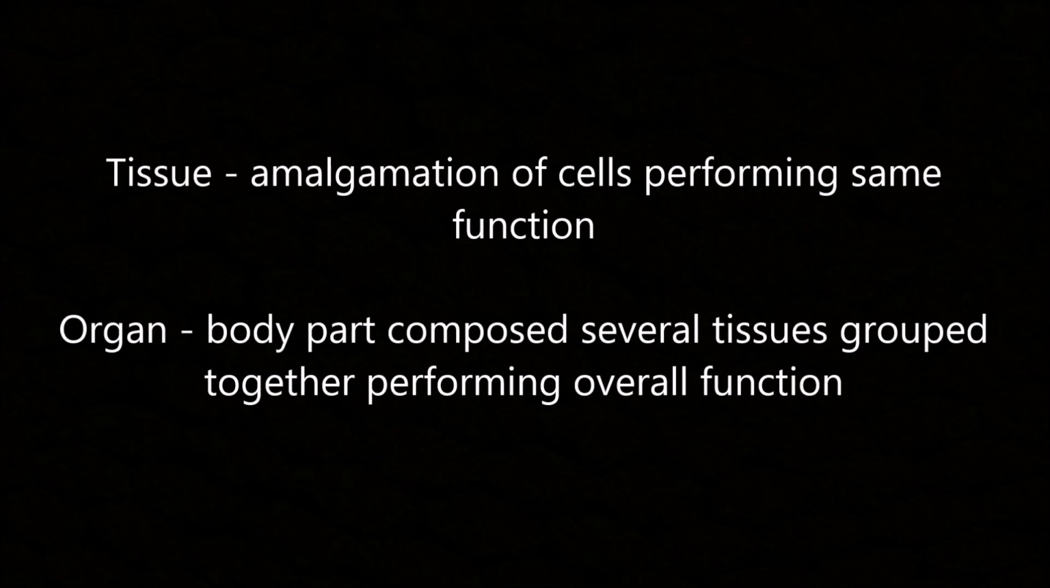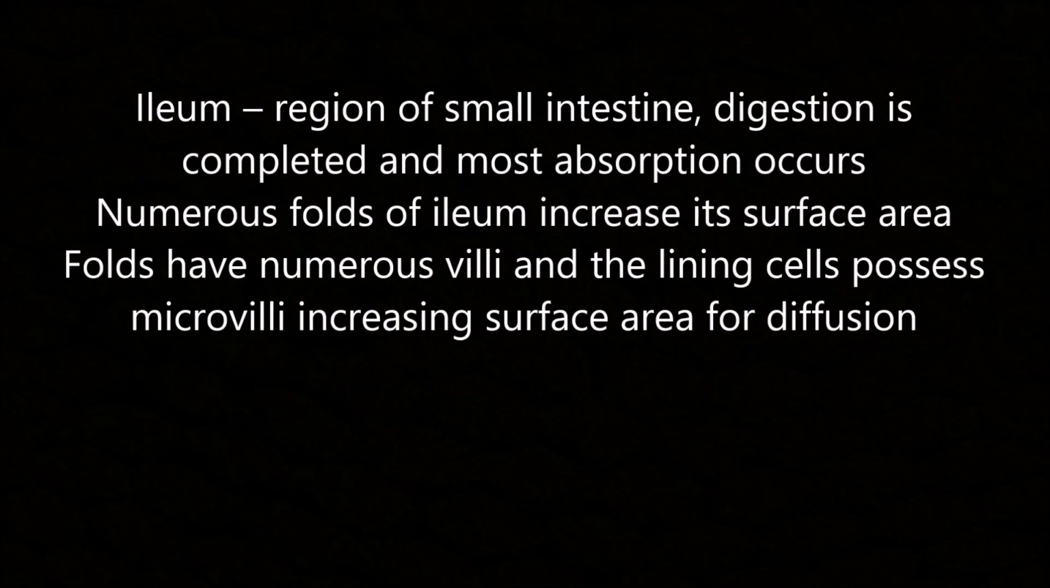A tissue is an amalgamation of cells performing the same function, whereas an organ is a body part composed of several tissues grouped together performing an overall function. The ileum is a region of the small intestine where digestion is completed and most absorption occurs. Numerous folds of the ileum increase its surface area, with folds forming numerous villi, and the lining cells possess microvilli, increasing the surface area for diffusion.